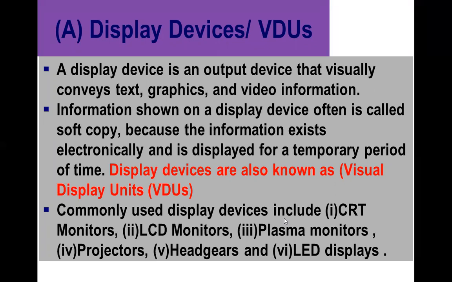Okay. I've said a display device is an output device that visually conveys text, graphics, and video information. So with display devices, you can visually have text information, or you can see information in form of texts. You can see information in form of graphics or non-texts. You can also have your information in form of videos. Information shown on a display device is often called soft copy.